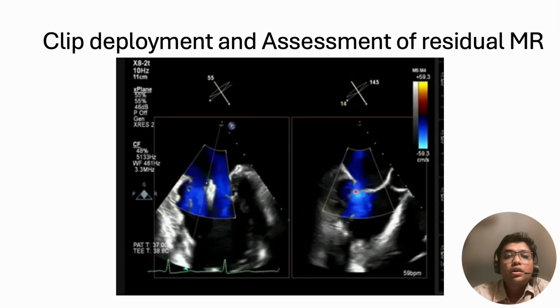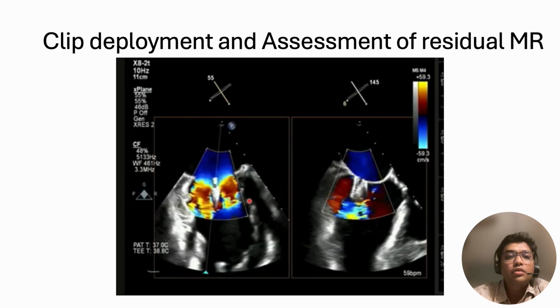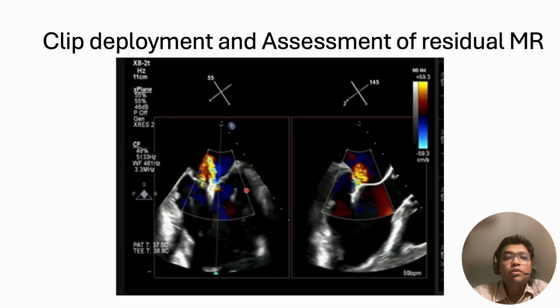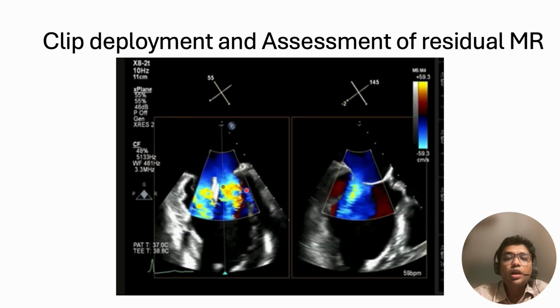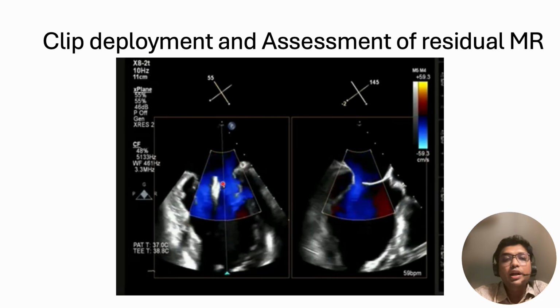After that, the leaflet is closed, and then you can put the color Doppler again to see what the residual MR is, if there is a residual MR, and also you have to check the gradient of your mitral valve right now. If the gradient is too much, that means you have created mitral stenosis, and also you have to ensure the mitral valve orifice area is adequate, so that there is no iatrogenic mitral stenosis.